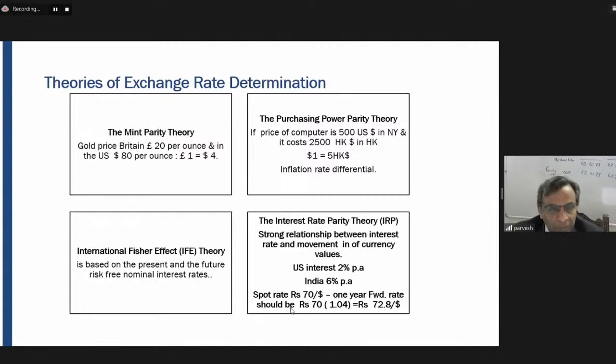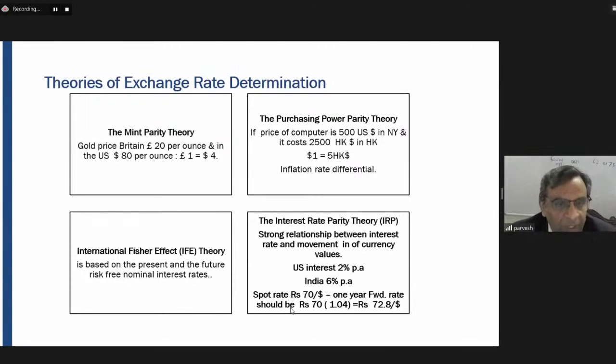So let's take an example. Suppose in the US the rate of interest is say 2%, and in India it is say 6% per annum. So the differential is 4%. Suppose the spot rate of the dollar is 70 rupees per dollar. So the one year forward rate should be 70 rupees multiplied by 4%. So 70 into 1.04. The forward rate should ideally be 72.80 per dollar. So this is what the interest parity theory says.